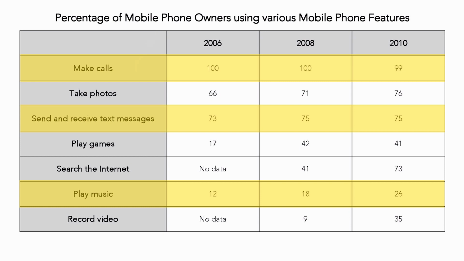For example, the given table shows the percentage of mobile phone owners using various mobile phone features. From an overall perspective, we can see that making calls accounts for the highest proportion from 2006 to 2010, whereas sending and receiving text messages accounts for the second highest number over the same years. In contrast, playing music accounts for the lowest number of usages during the same time. One thing that clearly stands out is that mobile phone features will continue to increase in the future. There you have it. I described this table the same way I would have if it were a bar graph.